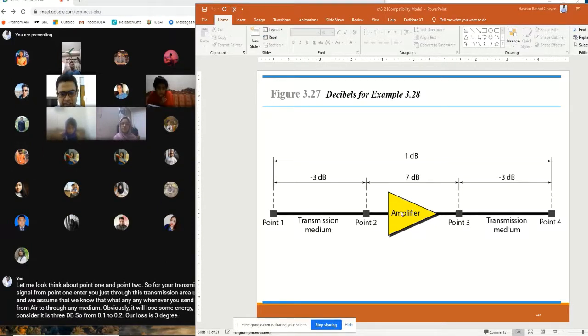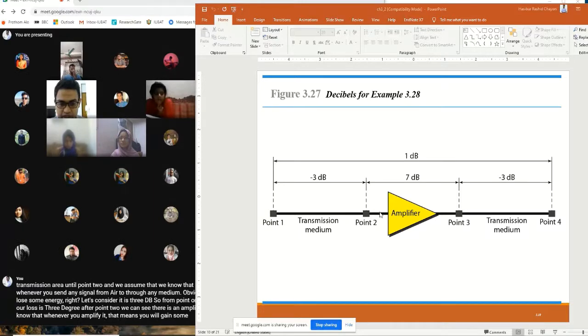After point 2, we can see there is an amplifier. Whenever you amplify, that means you will gain some energy. So from point 2 to point 3, the difference is 7 dB positive, which means you gain some energy. In the last part, from point 3 to point 4, there is no amplifier, nothing. That means obviously you're going to lose some energy, so the loss is 3 dB.